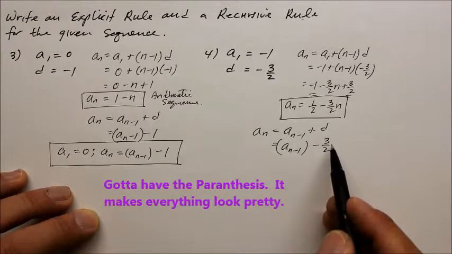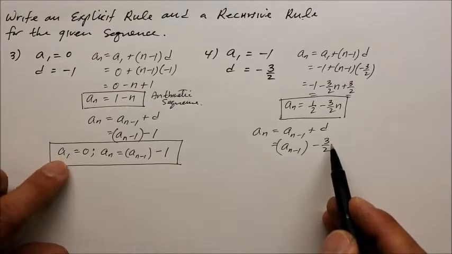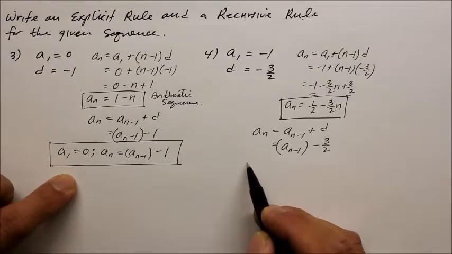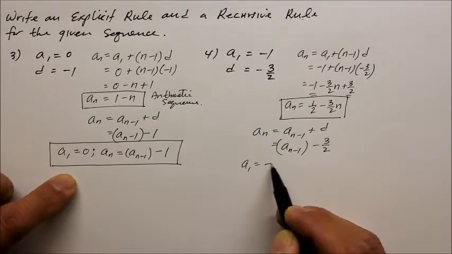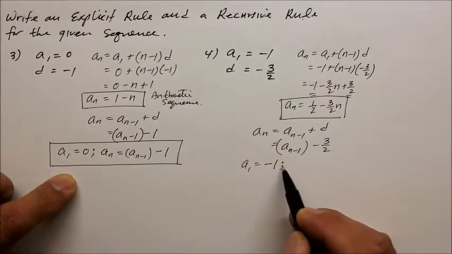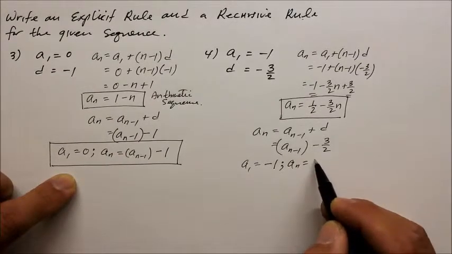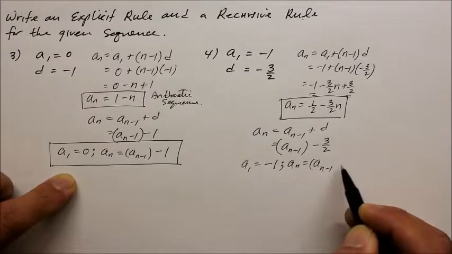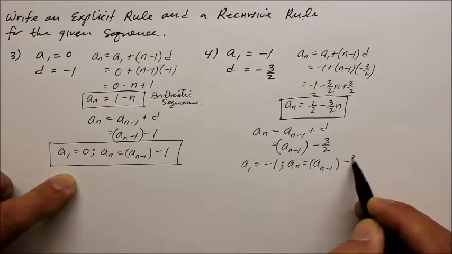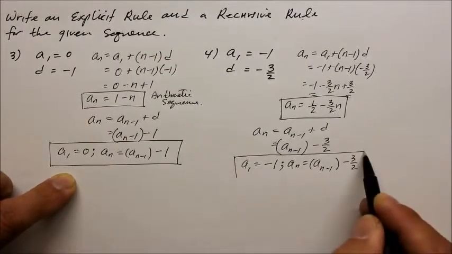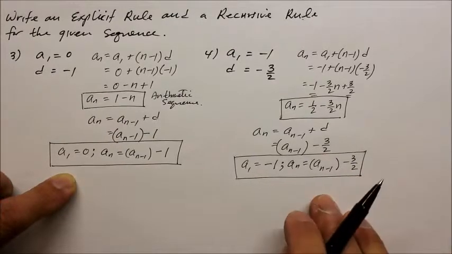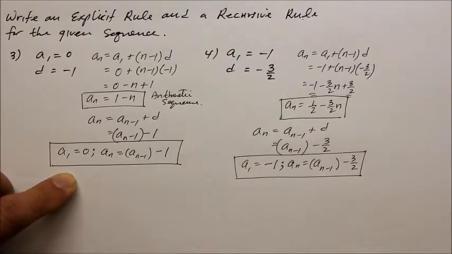To write the entire recursive rule that indicates the initial term, it is going to be a sub 1 is negative 1, semicolon. And then we're going to say a sub n, for the ones following that, is going to equal a sub n minus 1 minus 3 over 2. And there's your recursive rule, general rule, for that arithmetic sequence.